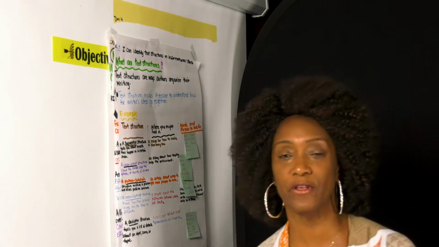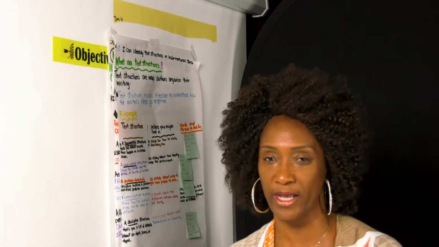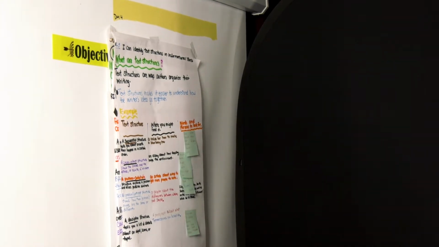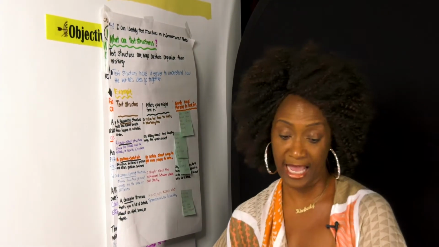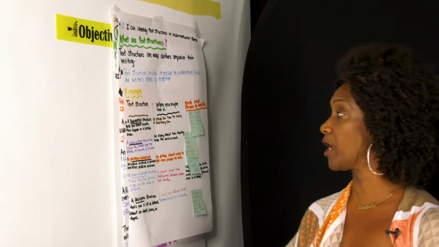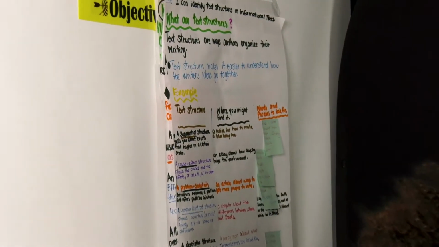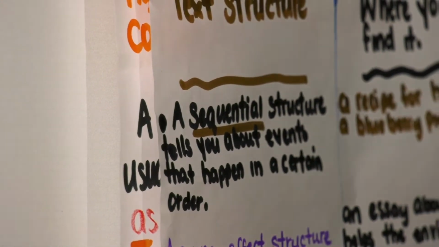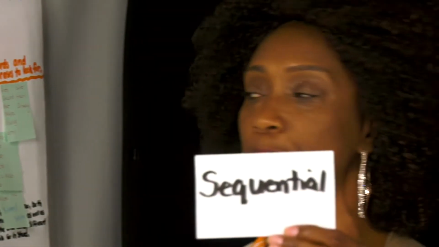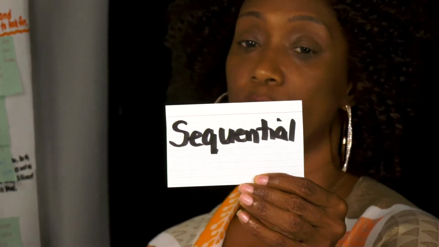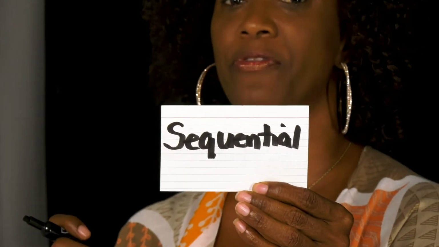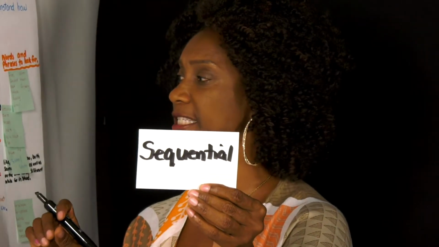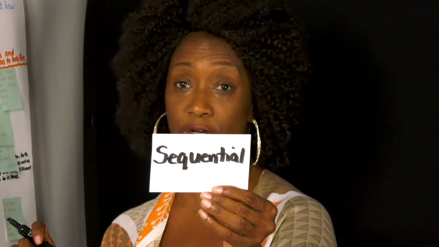Okay, so let me give you some examples of text structures, boys and girls. So write these down, if you will, and I'm going to go ahead and show them to you as I call them out. Okay, so the first text structure we're going to talk about is a sequential structure. Here you go, boys and girls, and I'm going to explain this to you. So sequential means it talks about the order in which things occur. Okay, a sequential structure tells us about events that happen in a certain order.